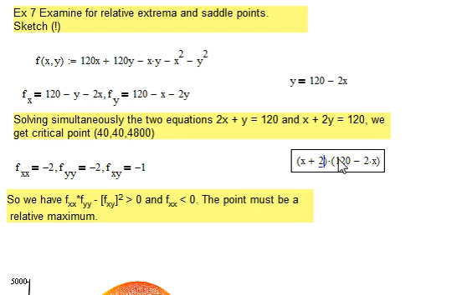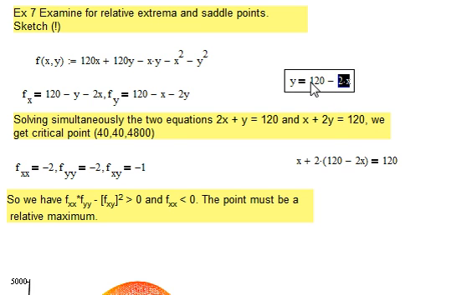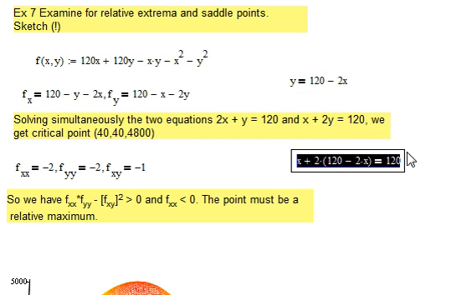Oh, sorry. There, that's what I wanted to do. And say that equals 120. If we work on this to solve it, we get negative 3x equals negative 120, so x equals 40. And if x equals 40 and we put that back in here, we see that y equals 40 also.